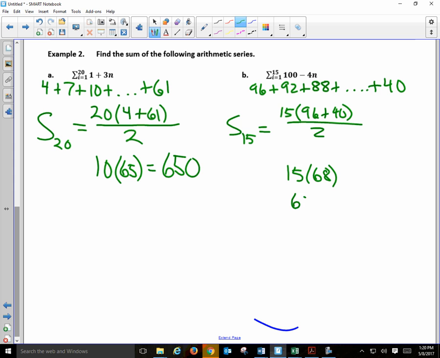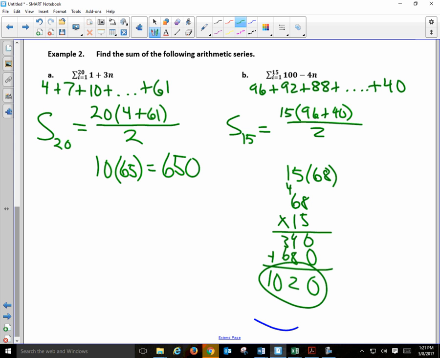And we'll do our old-fashioned multiplication. $1,020. What do you think about that?